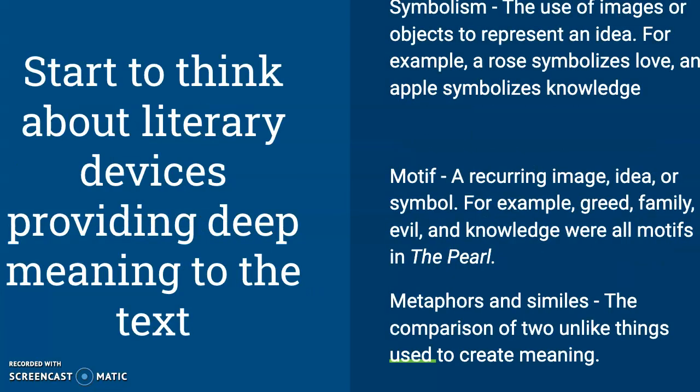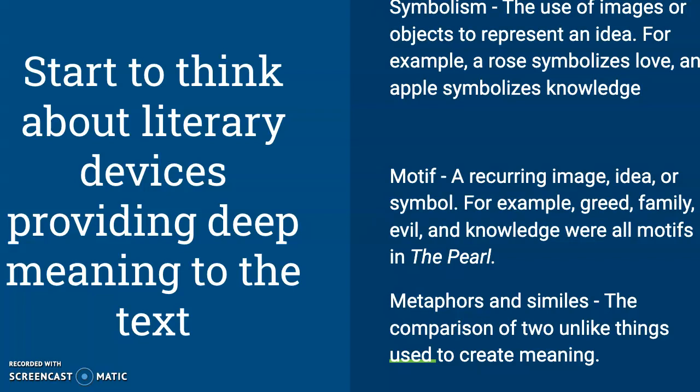You also want to start to think about the literary devices that are in the story and how they might be used to create deep meaning in the story. Again, if we go back to The Pearl, the pearl was a symbol, right? It was representative of different things for Kino and his family and his community and the other people in the community.